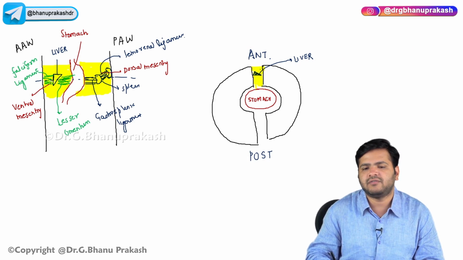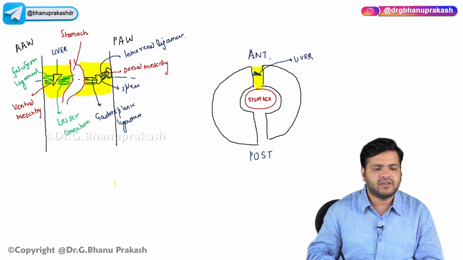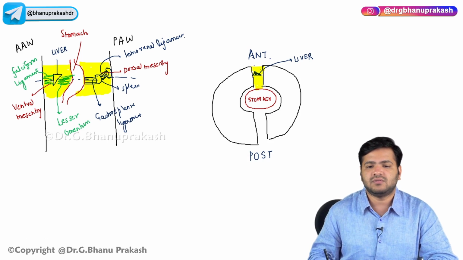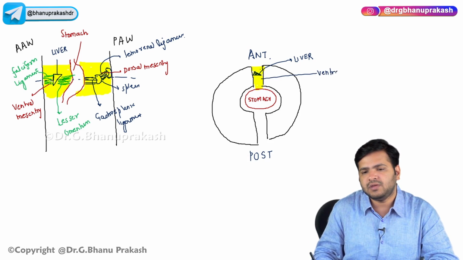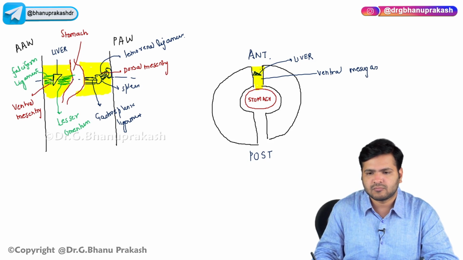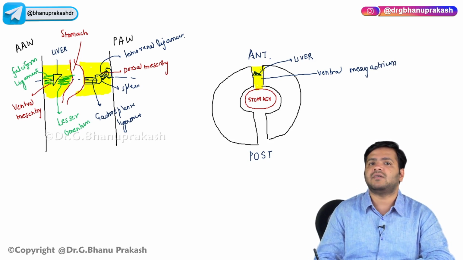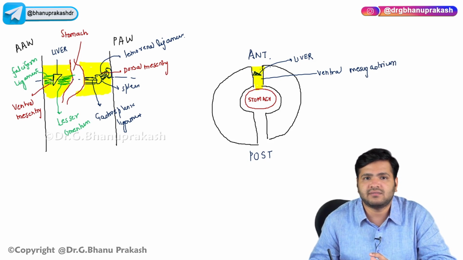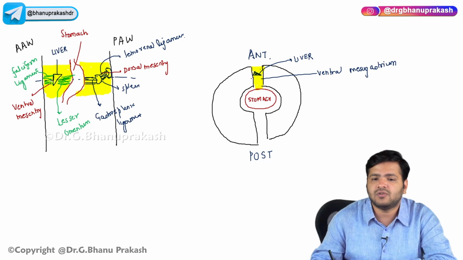Right, this is the ventral mesentery. In the ventral mesogastrium, the liver is developing. It is the septum transversum, right? So this is the ventral mesogastrium, in which the liver is developing. Now, ventral mesogastrium will have two parts, right? Ventral part and the dorsal part.